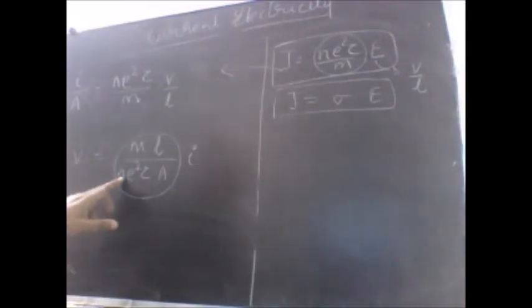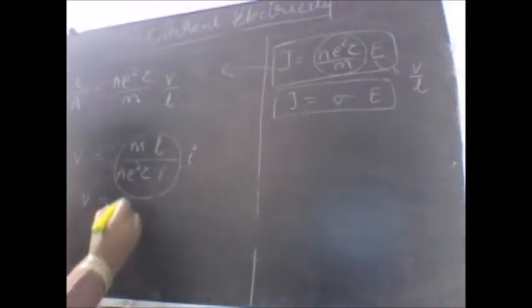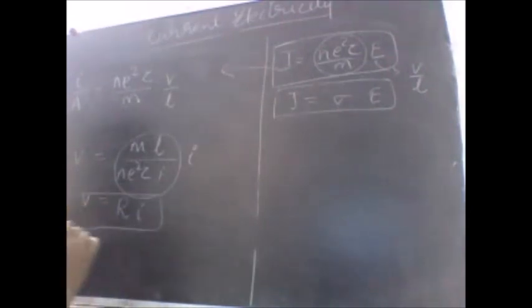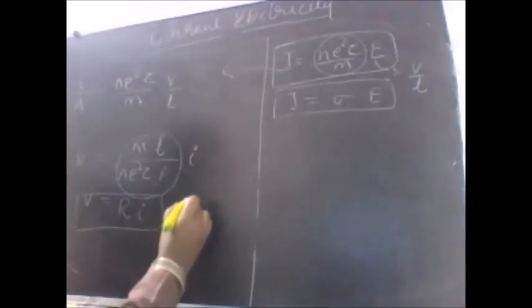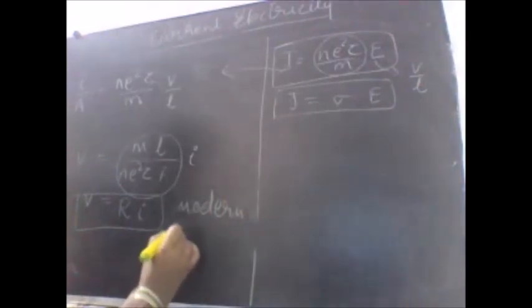That means I am not heating, I am not changing the temperature. That means we are maintaining the temperature and pressure fixed, so as to keep N and tau fixed, because N and tau both are temperature and pressure dependent. So keeping temperature and pressure fixed, we'll say that this term is a constant and this is denoted by R, and the formula that we obtained here is V is equal to R I, and this is the modern statement.